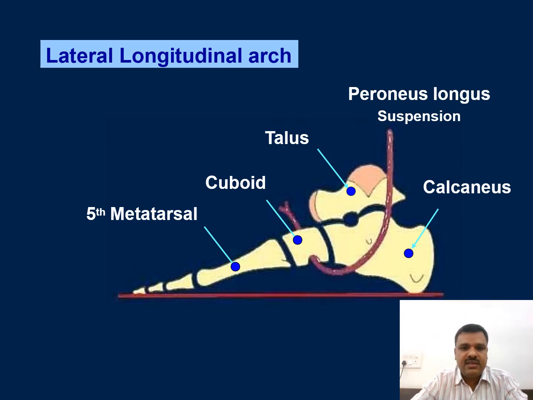Now the next arch is the lateral longitudinal arch, which is comparatively lower in position and which is formed by the lateral half of the calcaneum, talus, then cuboid, and the fourth and fifth metatarsal.